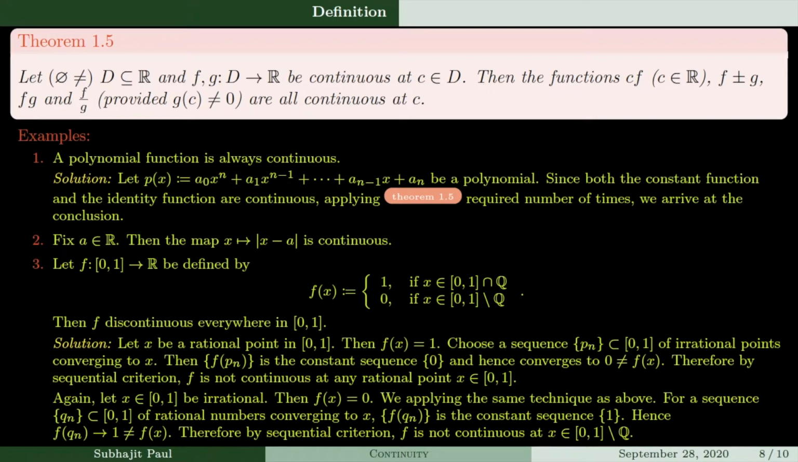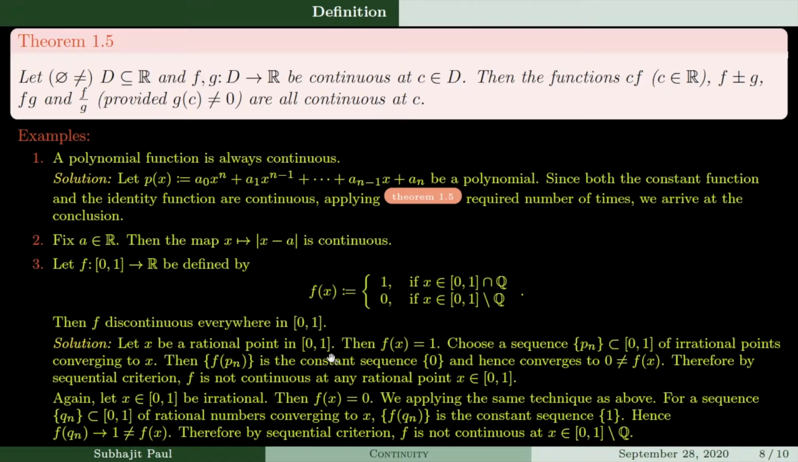Next up, we have got this. Let f be a function defined by the Dirichlet function. Remember, f(x) equals 1 at the rational points and 0 at the irrational points. It is defined over the closed and bounded interval 0, 1. The Dirichlet function we already came across in the Riemann integration course. This function is discontinuous everywhere in 0, 1. Everywhere discontinuous. There is no point where this function is continuous. Okay, let's see. Let x be a rational point in 0, 1.